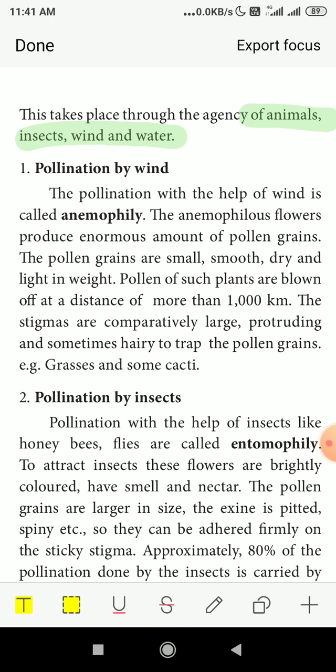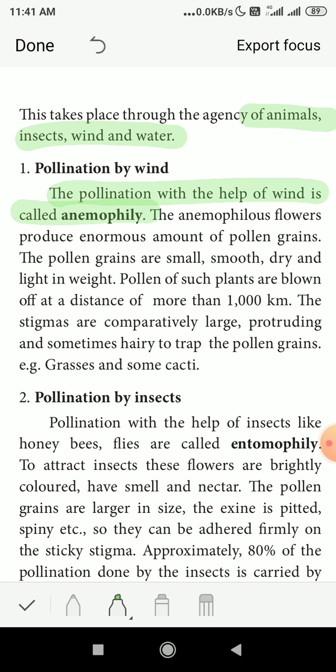The pollination with the help of wind is called anemophily. So what is anemophily? The pollination that takes place with the help of the wind. That type of pollen grains will be very light in weight. If it is very light in weight only, it can be carried by the wind when the wind blows. If it is heavy pollen grains, it will not be able to be carried by the wind.